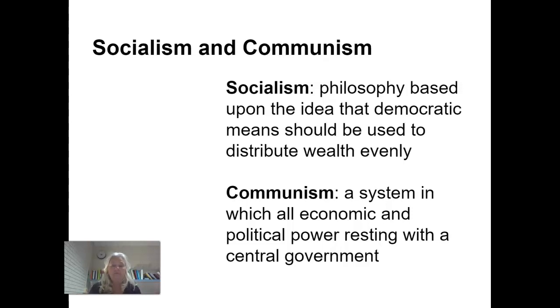Communism, on the other hand, is where all economic and political power rests with the central government. So you may or may not recall from your history lessons that, when Stalin and Lenin were in control of Russia, Stalin in particular made a lot of decisions just unilaterally about what should be produced.